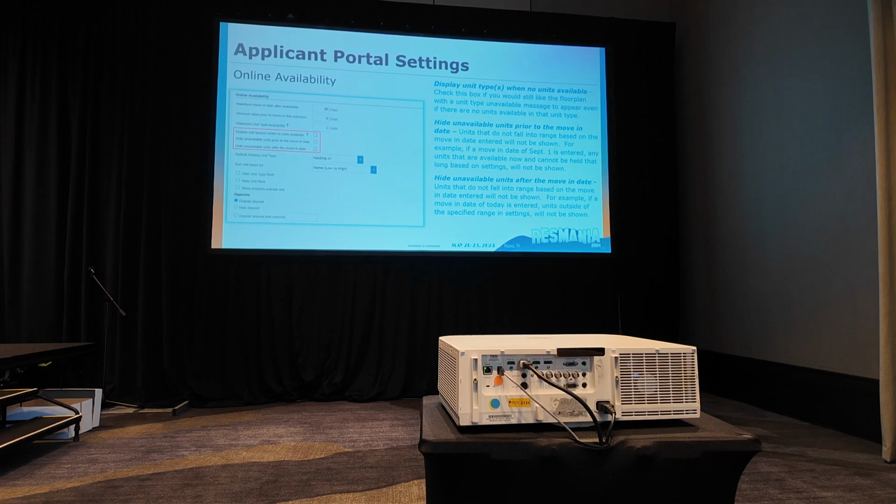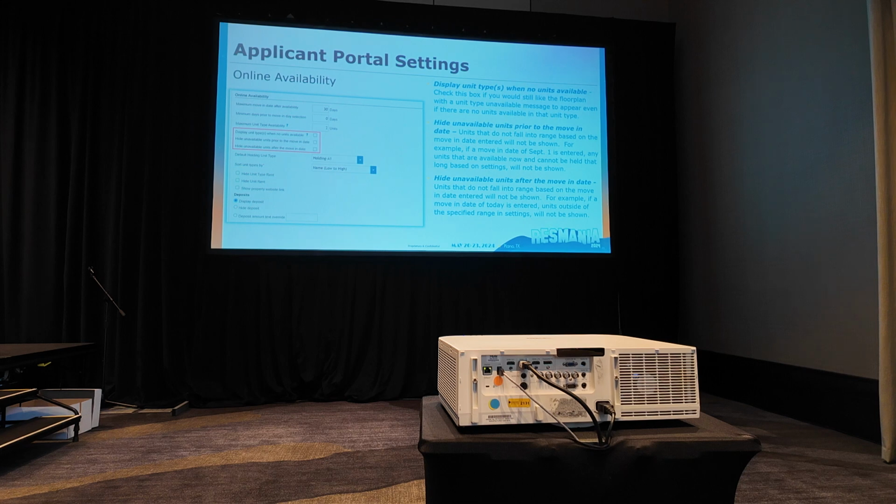Does that make sense? I know it's kind of hard to talk through it. I kind of have to see it in action. And then hide unavailable units after the move-in date: units that don't fall into that date range, based on the desired move-in date entered, won't be shown. For example, if a move-in date of today is entered, units outside of that specified range in settings won't be shown.